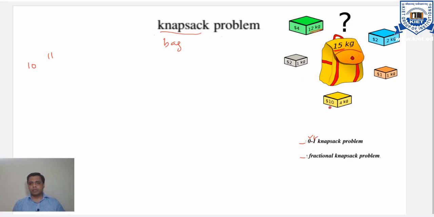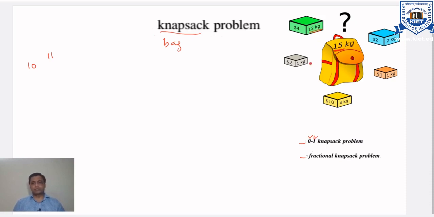Now the next most costly item would be this 4. But we can't pick this one because the remaining capacity of the bag is 11, since it was originally 15, but once I pick this one, the remaining capacity of the bag is 14 kg now. So I can't pick this one.